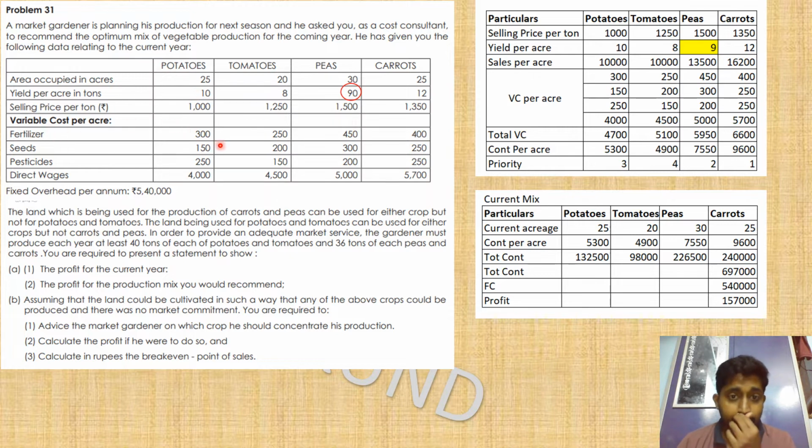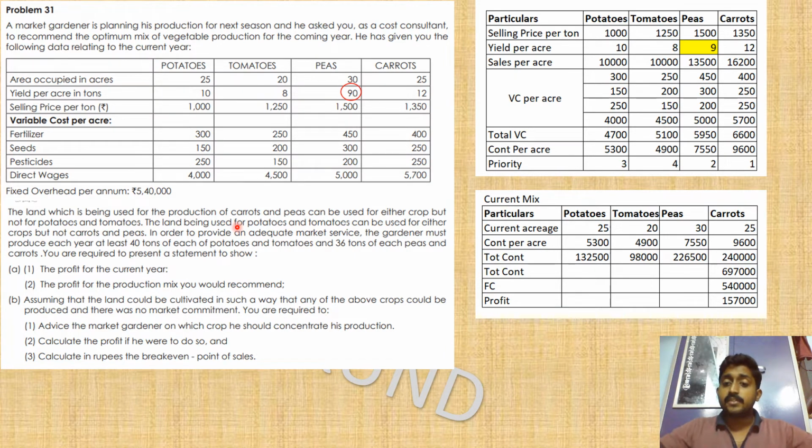So variable cost per acre is given. Next, fixed overhead is also given, 5.4 lakhs per annum for the company. Fixed cost is given. The land which is being used for the production of carrot and peas can be used for either crop, but not for potatoes and tomatoes. So what they are saying is, the area which is used for carrot can be used for peas. Same way, area that is used for peas can be used for carrot.